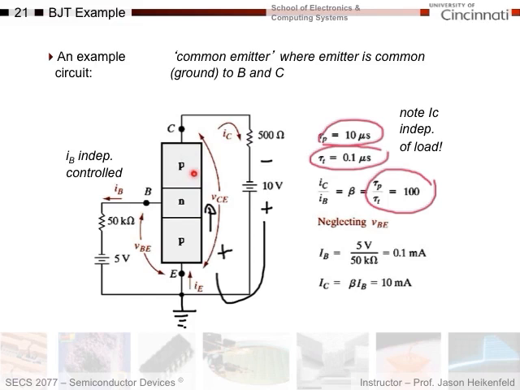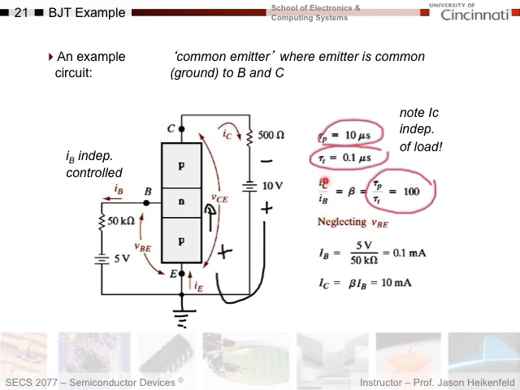So everything's set up now. I've got my collector collecting because of the external voltage I put here. And so all we need now, if we have the amplification factor, I know my collector is going to do the collecting. I need to know basically what's my base current. Because if I know my base current and I know my amplification factor, I can calculate my collector current.